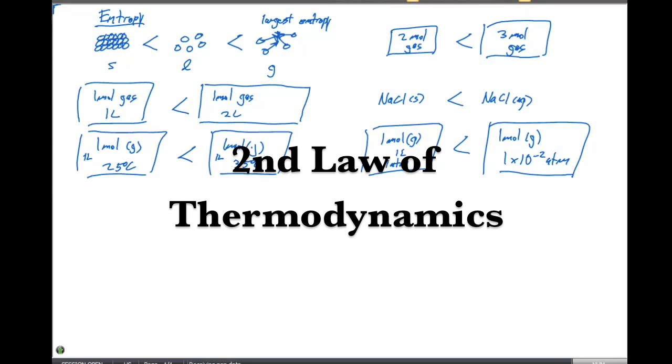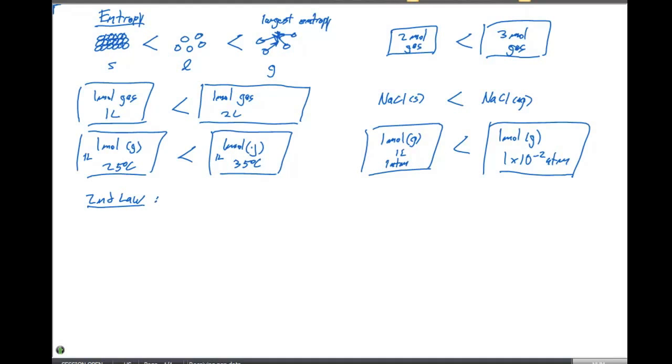So in addition to the first law of thermodynamics, there are two more laws that we're going to look at. The next one is the second law of thermodynamics. And the second law says the following: in any spontaneous process, there is always an increase in the entropy of the universe.